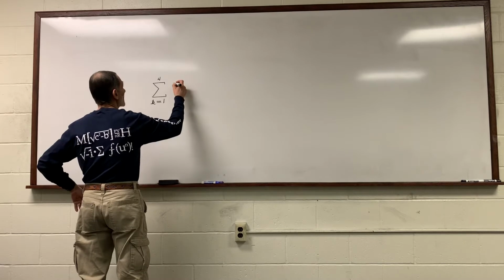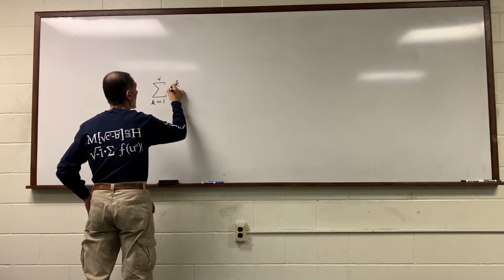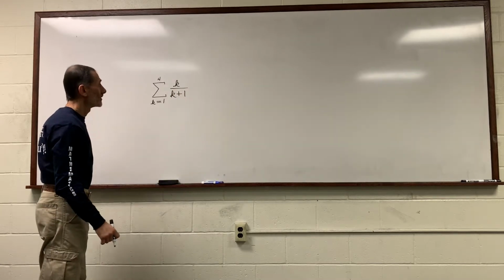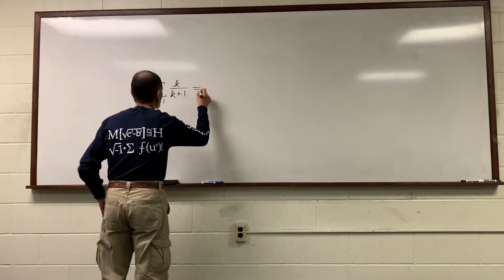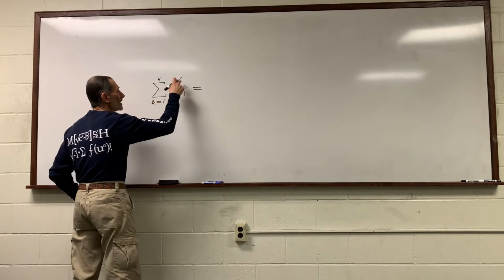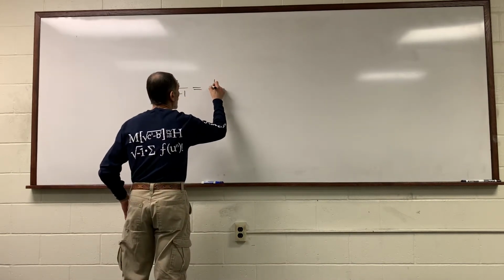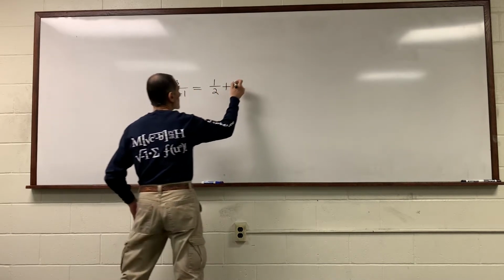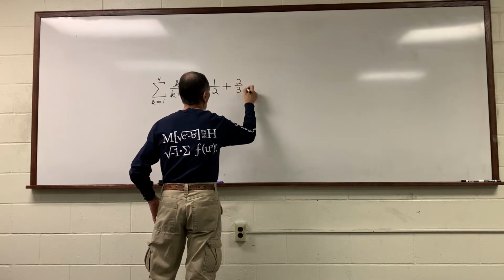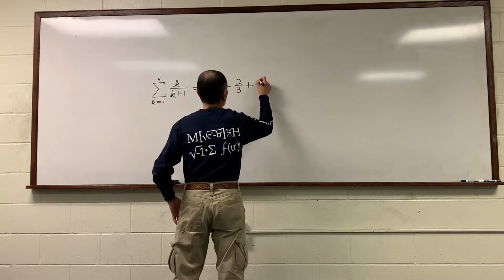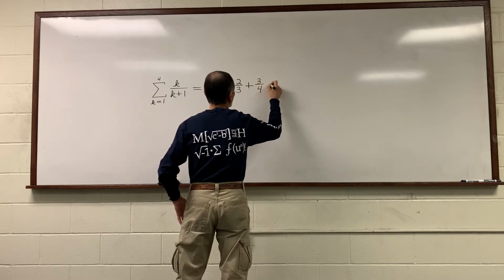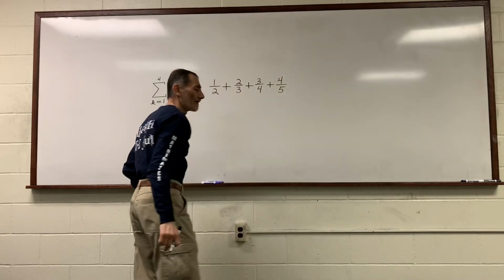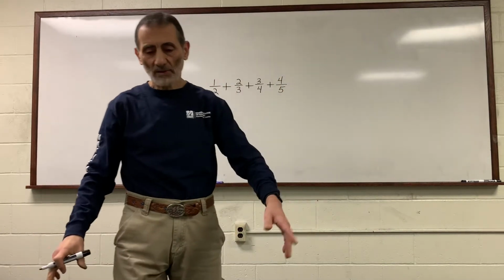How about if we have something like this? K over K plus 1. The first term, since our lower limit is 1, is 1 over 1 plus 1. The second term is 2 over 2 plus 1. And so on through the fourth term. That's sigma notation.